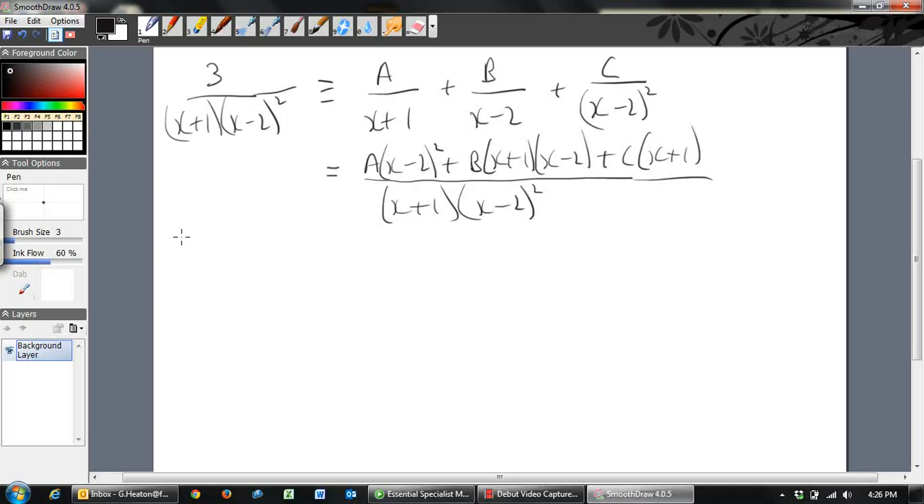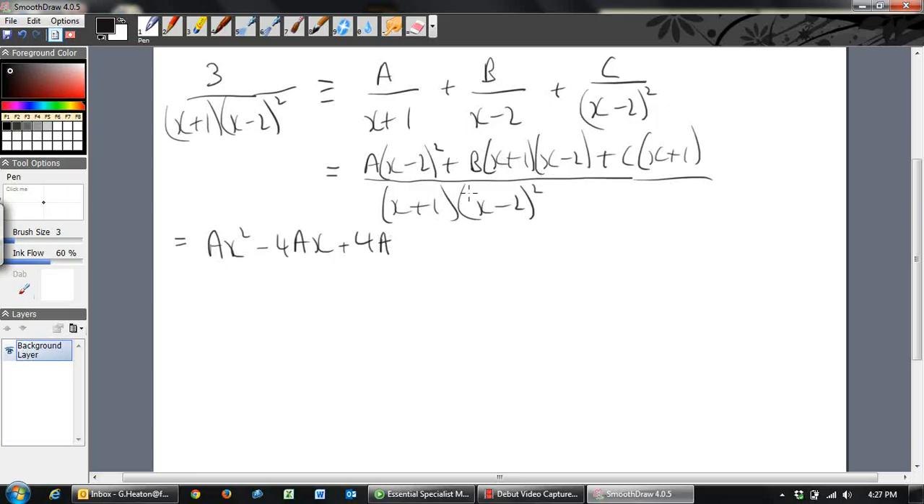Not going to run out of space this time, I promise. Okay, I'm going to do some quick expansion here. So a times (x minus 2) squared will be ax squared, and then we're going to get minus 4x there, so we'll get minus 4ax, and then we'll get plus 4, so we get plus 4a.